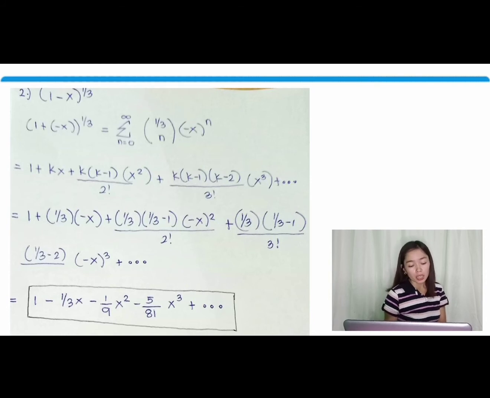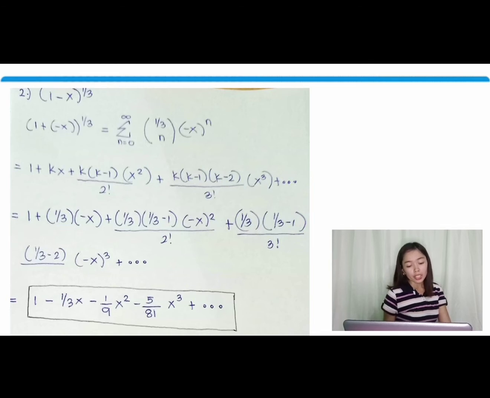Now, using the formula 1 + kx + k(k - 1)/2! x^2 + k(k - 1)(k - 2)/3! x^3, and so on, we have 1 plus the value of our k, 1/3, and our x, negative x, plus 1/3 times (1/3 - 1) over 2! times (-x)^2 plus 1/3 times (1/3 - 1) times (1/3 - 2) over 3! multiplied by (-x)^3, and so on.